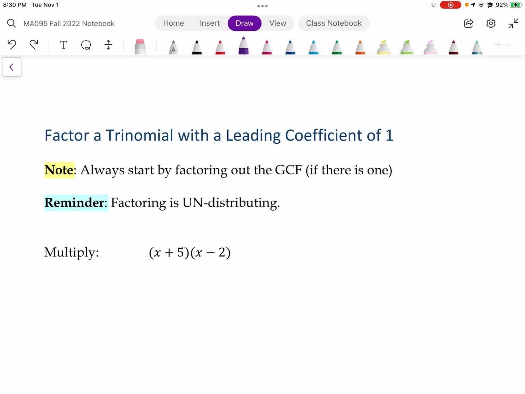So we're going to, I use FOIL. So we're going to say x times x. So that's x squared. And then I'm going to go to my outside term, minus 2x. Then I go to my inside term, plus 5x. And then I go to my last terms, and I say minus 10. 5 times negative 2. Okay, so I want you to notice that this is split up into 2 when we do it like this. And that is something we're going to keep track of as we go through all of this, because that's how we're going to factor.